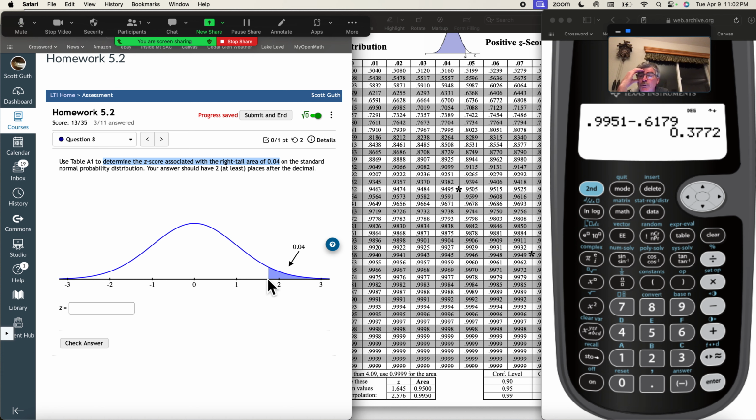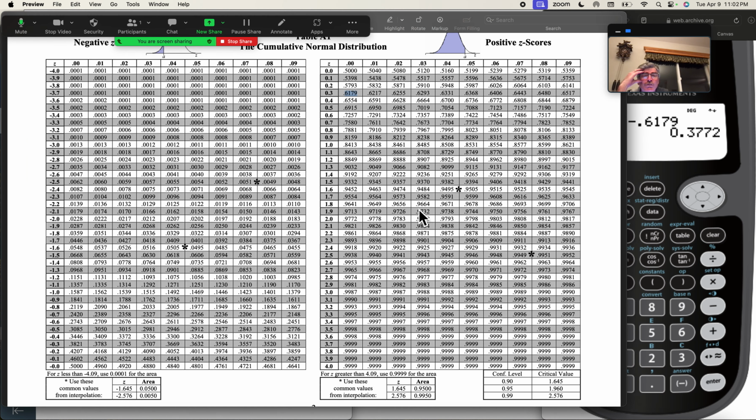So we've got to figure out a way to look this up. Now, if 0.04 is the area to the right of this value, then the area to the left is the complement. And remember, the table only does areas to the left. So if 4% is the area to the right, then 96% is the area to the left. And so I'm looking for something close to 96%. Here it is right here. 0.9599 is really close right there. And that's really close to 96%, 0.96.